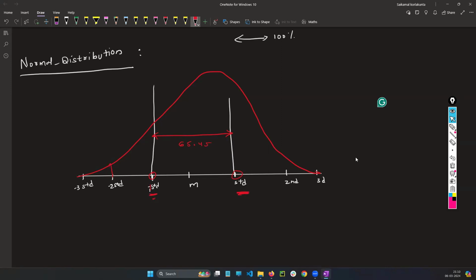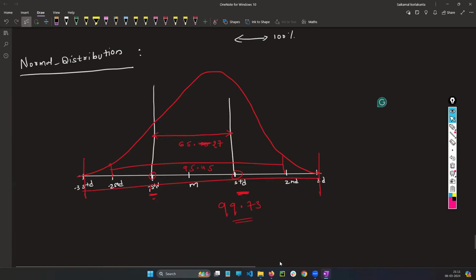From the second standard deviation to the second standard deviation, 95.45% of the data will be lying. Sorry, the first is 65.27, not 45. So 65.27, 95.45. From the third deviation to the third deviation, you will have 99.73. Keep these numbers in mind.